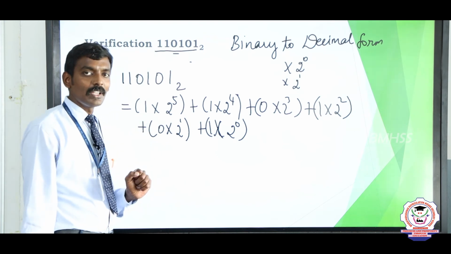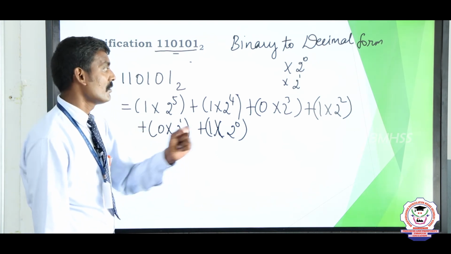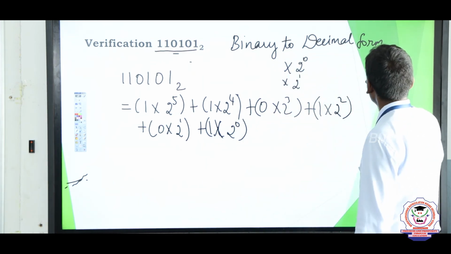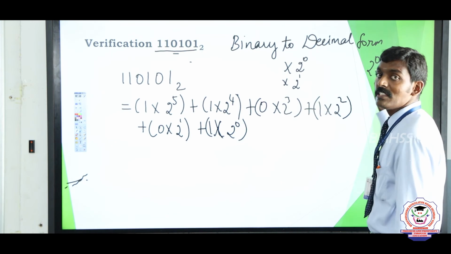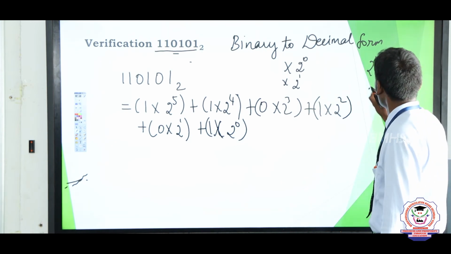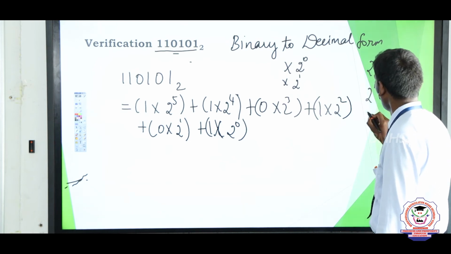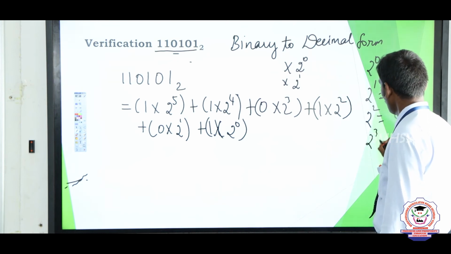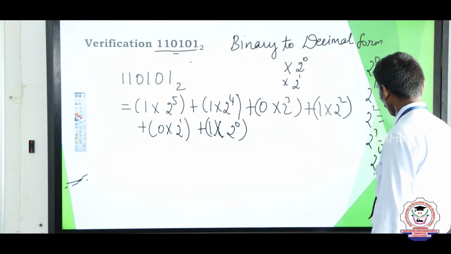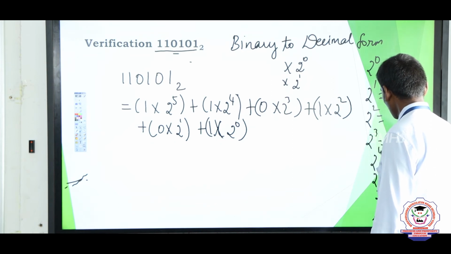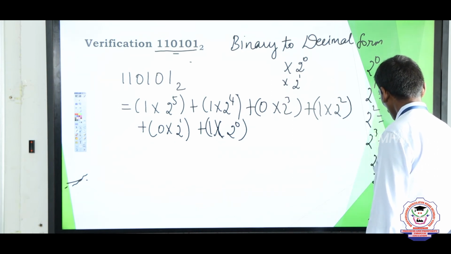How can we calculate 2 to the power of 0, 2 to the power of 1, 2 to the power of 2? That means multiplication. How can we calculate this? 2 to the power of 0 means the value is what? Anything to the power 0? Very good, student. Anything to the power 0 is 1. 2 to the power of 1 is equal to 2. 2 to the power of 2 is 4. 2 to the power of 3 is 8. 2 to the power of 4 is 16. 2 to the power of 5 is 32. 2 to the power of 6 is 64. It will keep increasing.